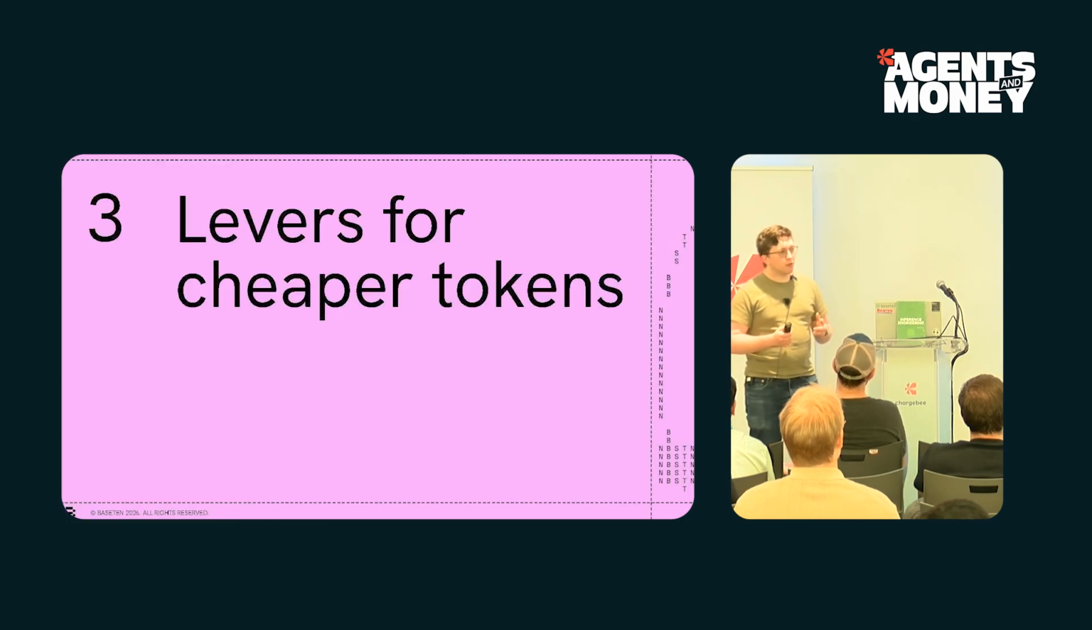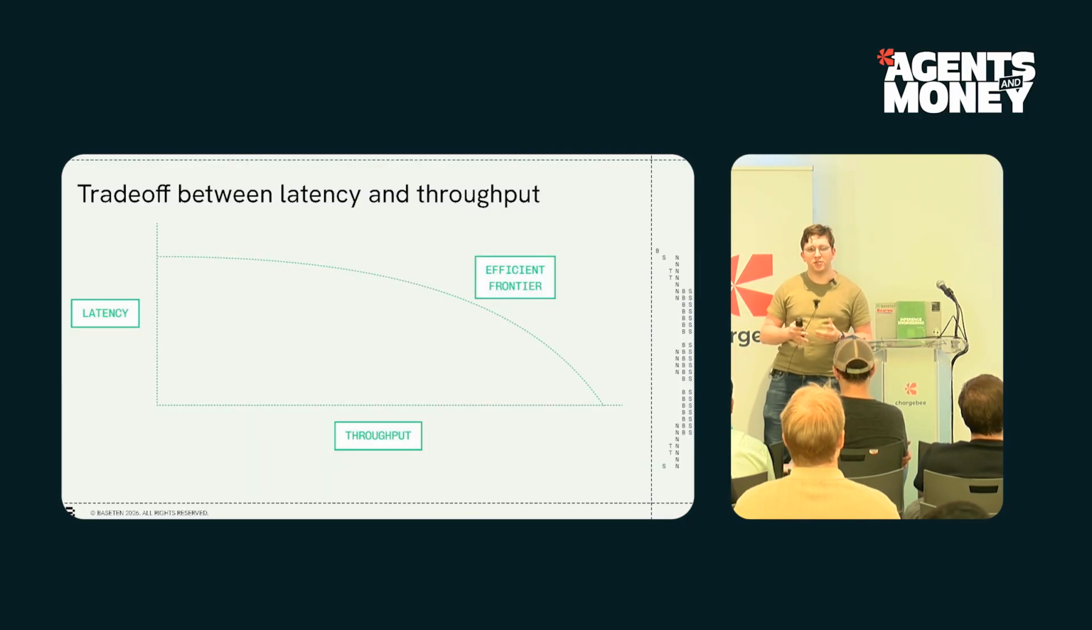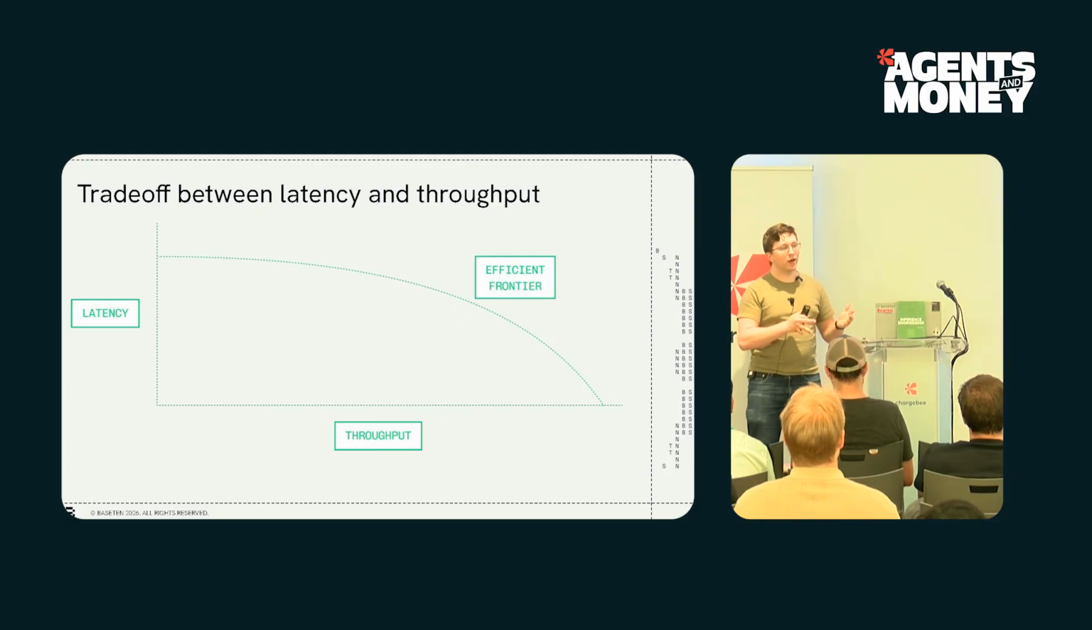So what does adopting open source actually get you, though, when it comes to economics? It's not that open source models are just automatically less expensive. It's that you get levers that you control for cheaper tokens. When you control inference yourself, you have a trade-off that you get to make between latency and throughput. Latency is how fast it runs. Throughput is how much concurrent traffic it can support.